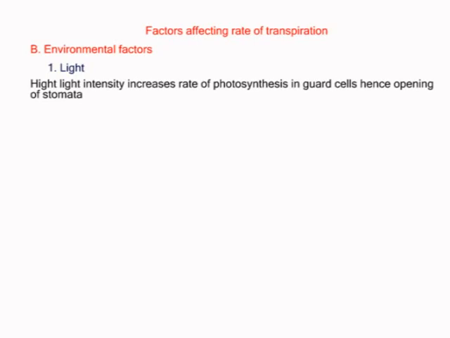Higher light intensity also increases the internal temperature of a leaf, and hence increases the evaporation rate in the intercellular spaces, leading to a higher rate of transpiration. A lower light intensity will reduce the rate of transpiration.